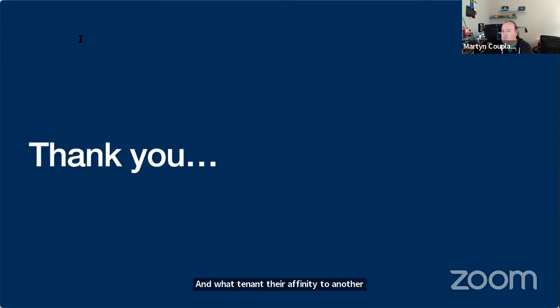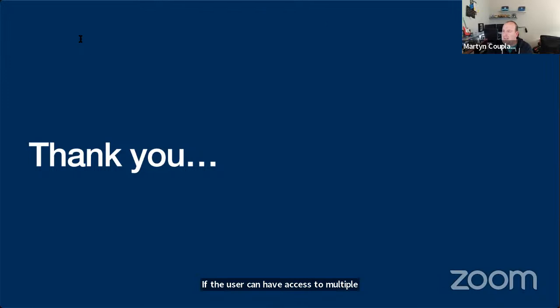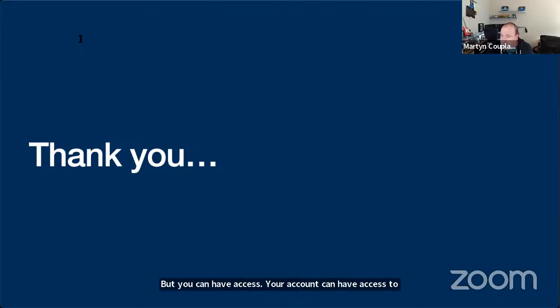Another scenario that we've not talked about on authentication is you need to think about if a user can have access to multiple tenants. While it's an edge use case, I have seen it in some applications. So I don't know if anyone uses LaunchDarkly, a feature management tool, but your account can have access to multiple different tenants. I'm not sure how they implement it. I've never needed to implement that myself.